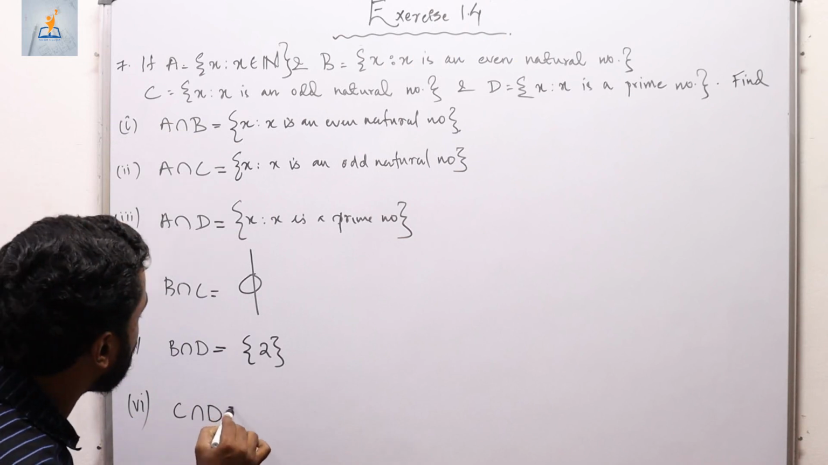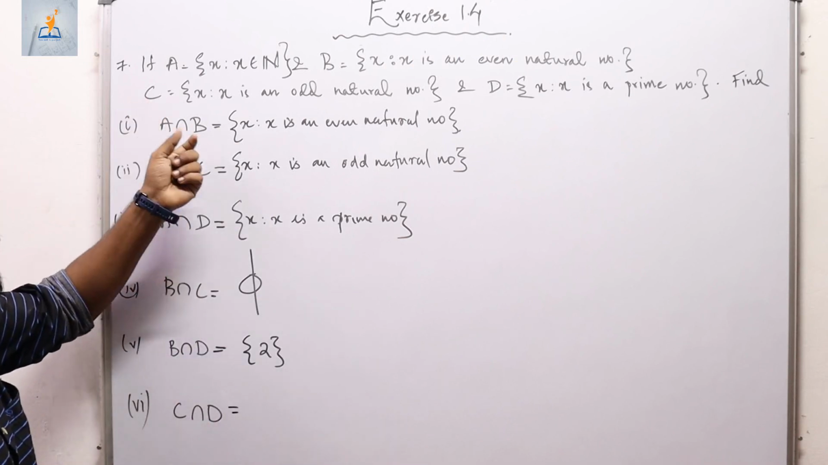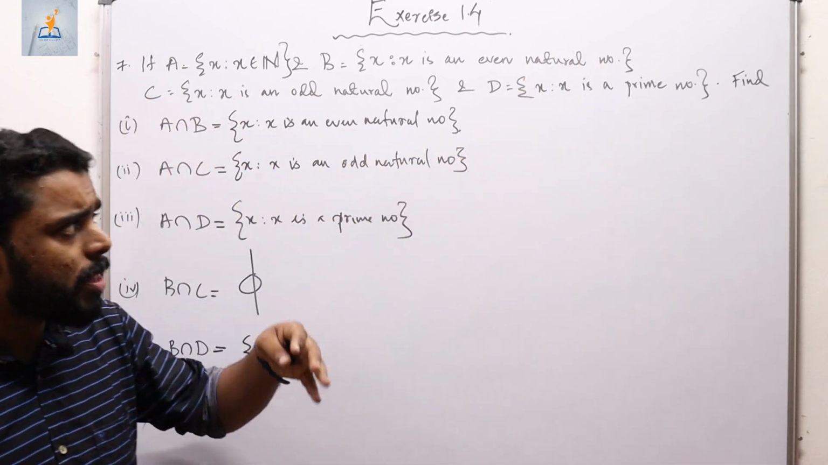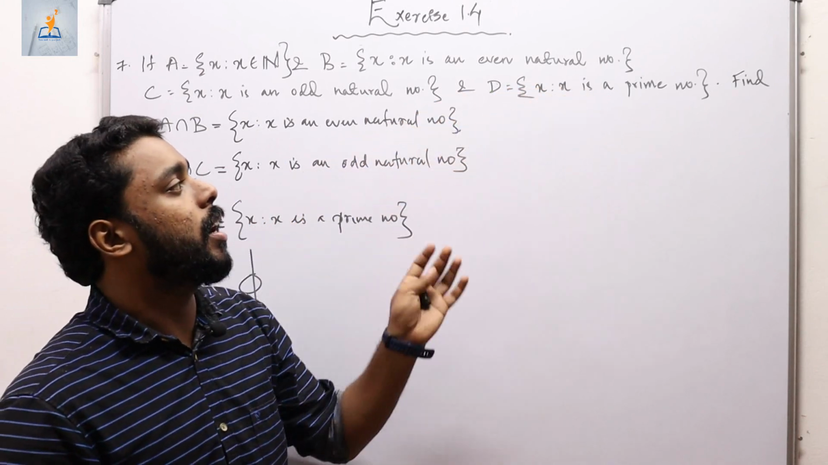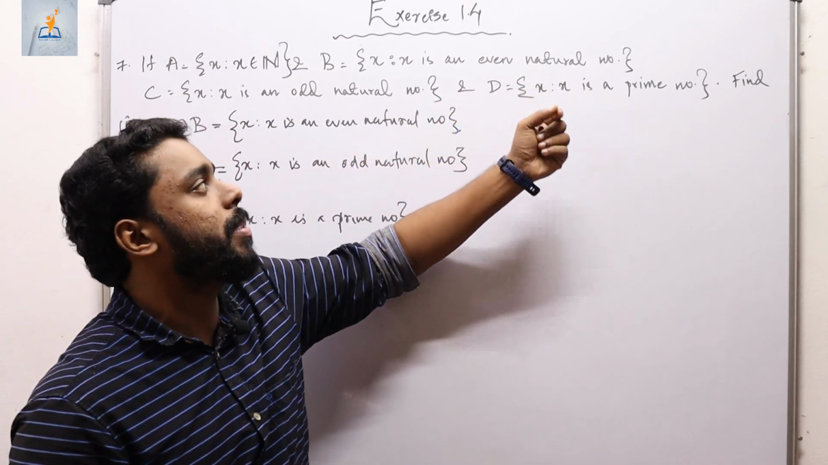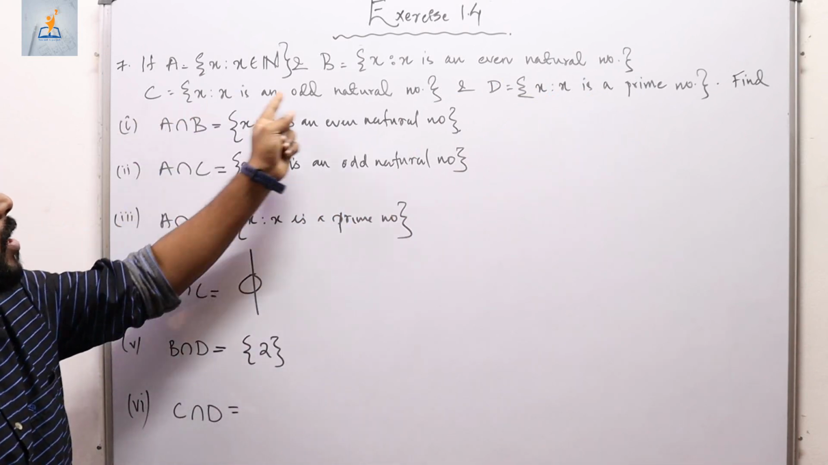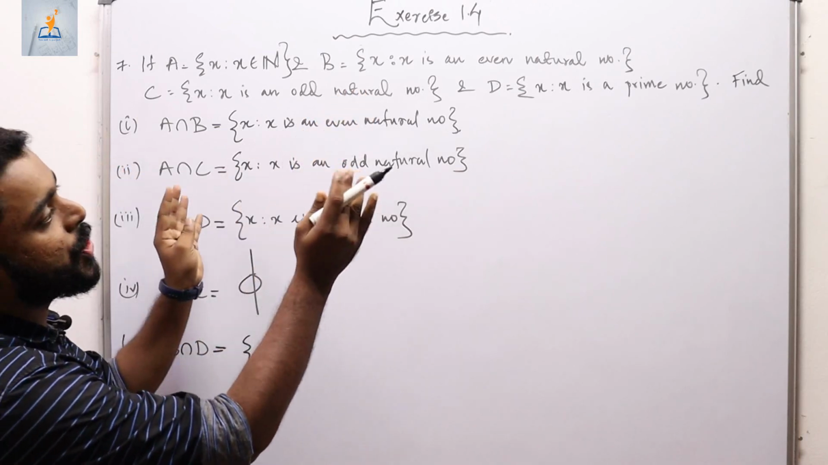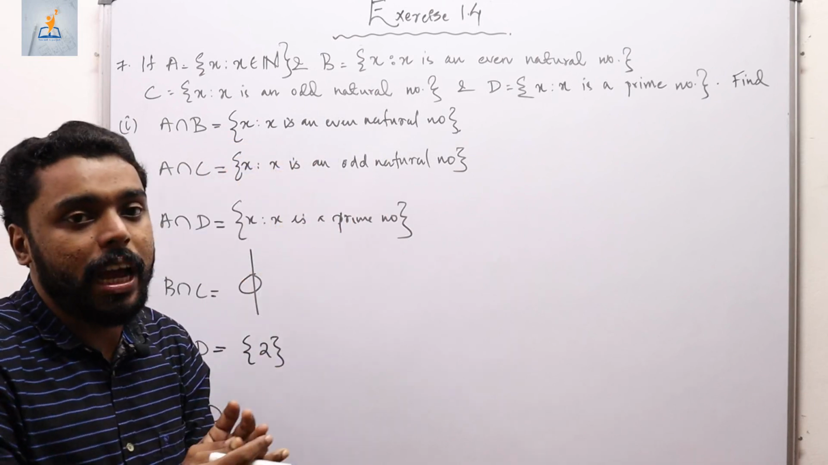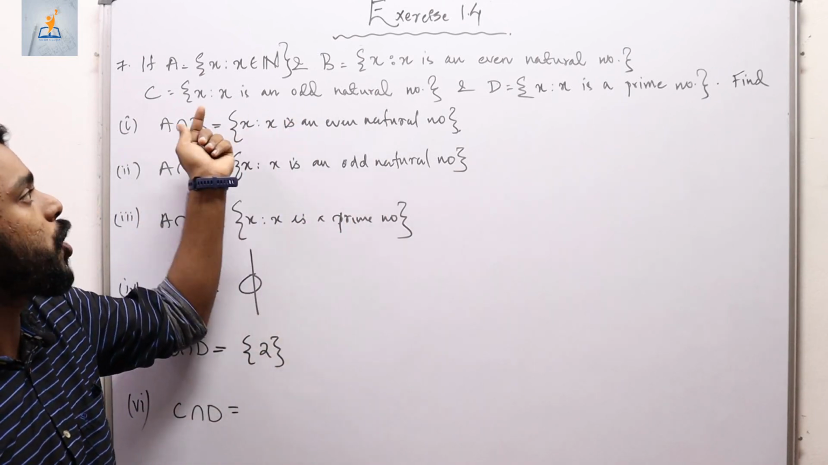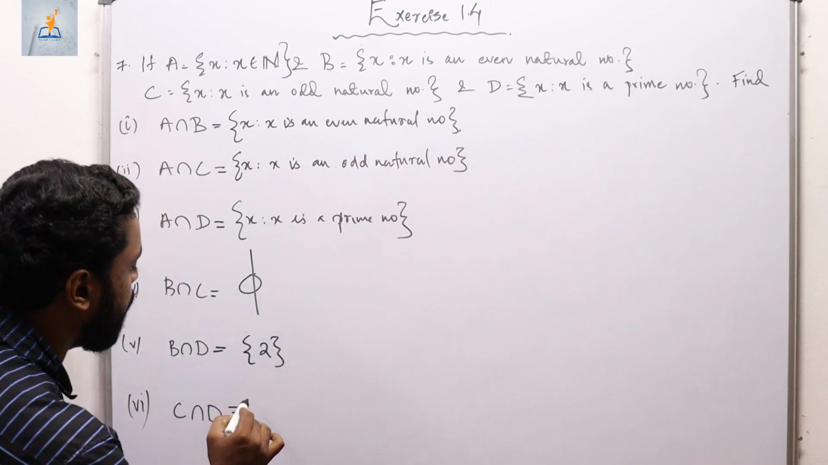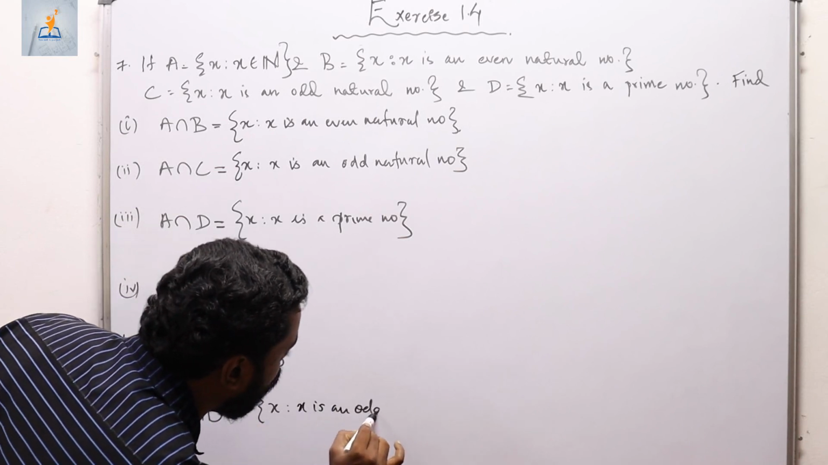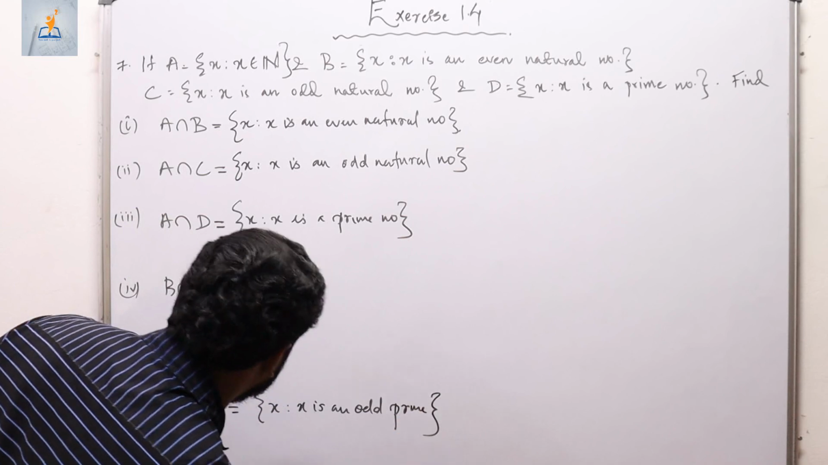Now coming on to the last one, C intersection D. We know that C contains set of all odd natural numbers, D contains set of all prime numbers. In addition to all odd prime numbers, there is an even prime number in D, which is 2. And here we don't have 2 since C is a set of all odd natural numbers. Hence C intersection D will contain all odd prime numbers, because all odd prime numbers are common to both C and D, isn't it? So C intersection D will be the set of all x such that x is an odd prime number.